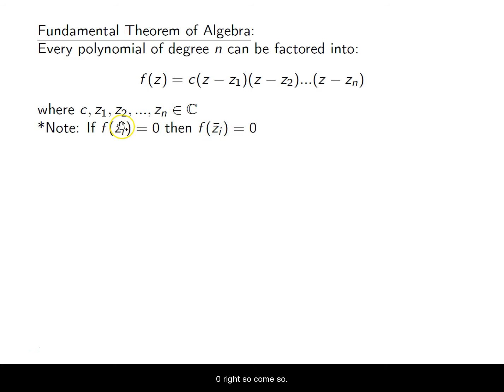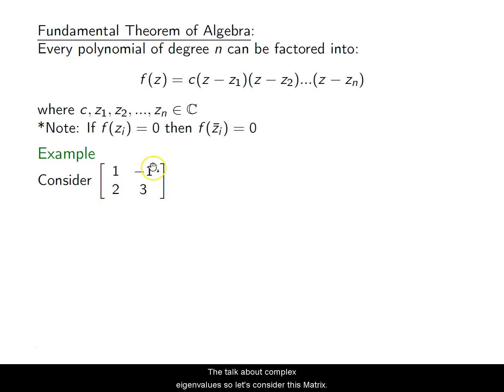So zeros come in pairs. Okay, you have the 0 and its complex conjugate. Sometimes those are just the same number if there's no imaginary part, right? I hope that's not too confusing, but we're going to use this to talk about complex eigenvalues.